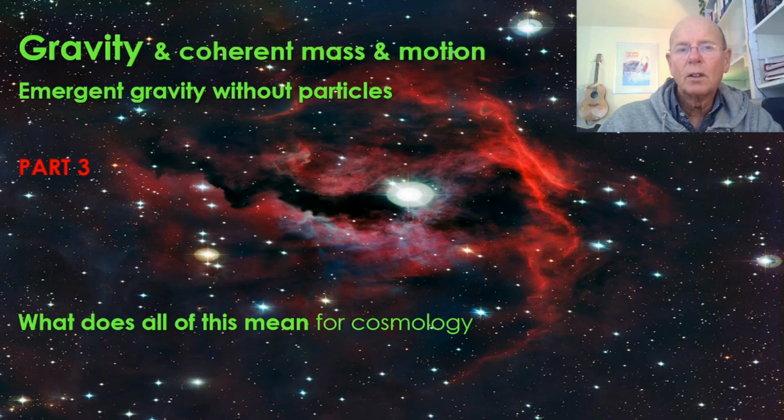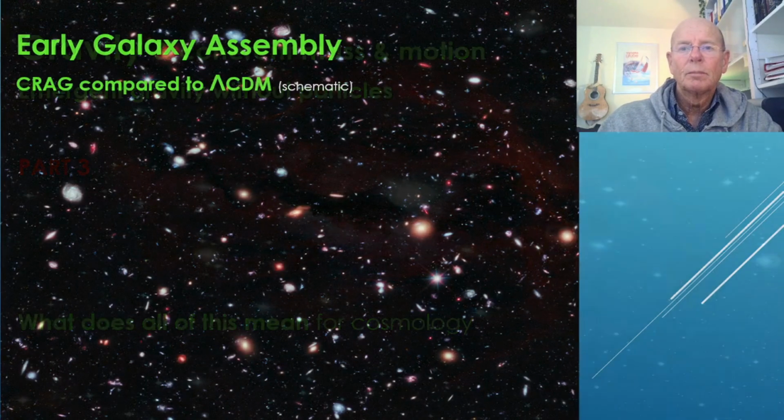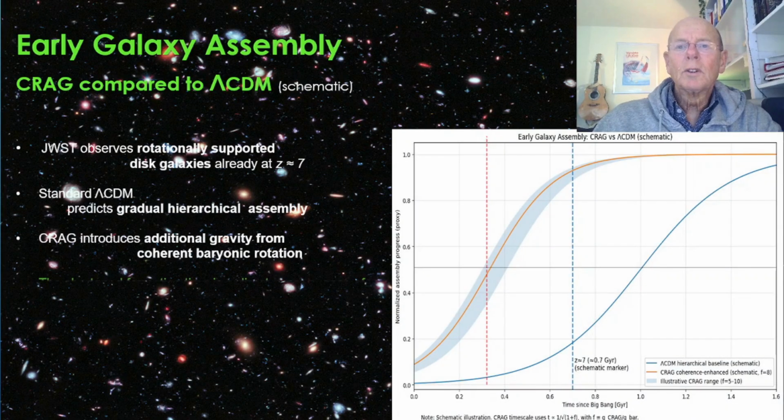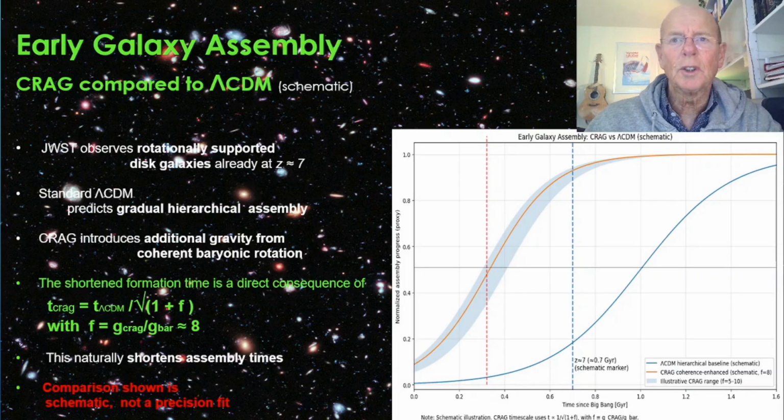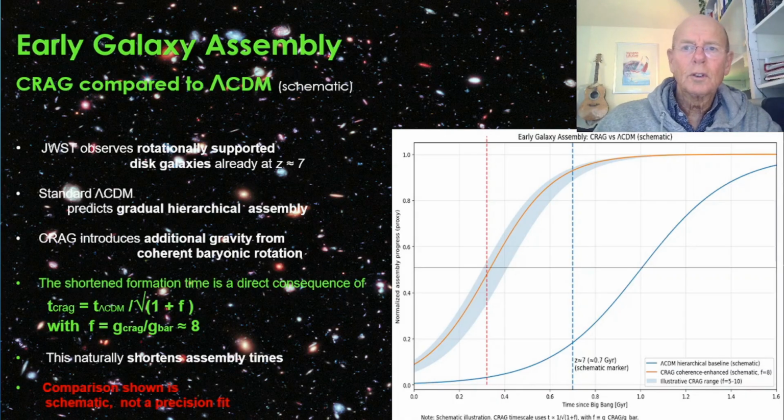The third part of our video. What does all of this mean for cosmology? Recent James Webb observations reveal massive rotationally supported disk galaxies already in place within the first billion years after the Big Bang. In standard models, such rapid assembly is difficult to achieve. With CRAG, enhanced gravity from coherent rotation naturally leads to shorter dynamical times and faster assembly. The curves shown here are schematic and illustrate a qualitative difference. CRAG allows galaxies to mature significantly earlier than expected in conventional models.